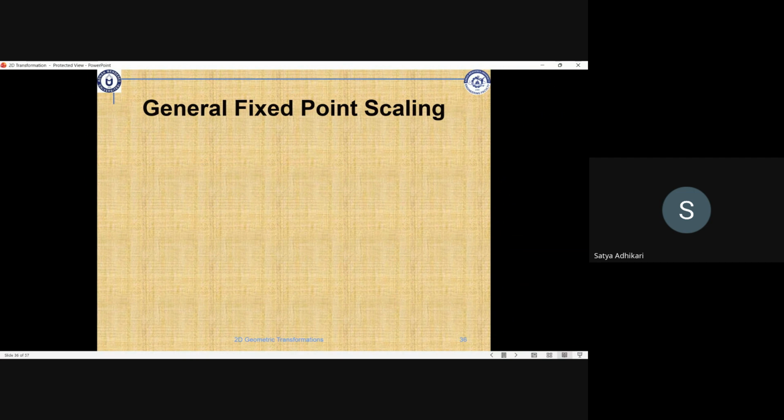General fixed point scaling. The same concept, but we have to apply here scaling, fixed point scaling, pivot point scaling.